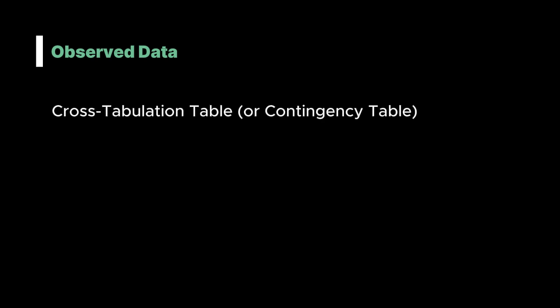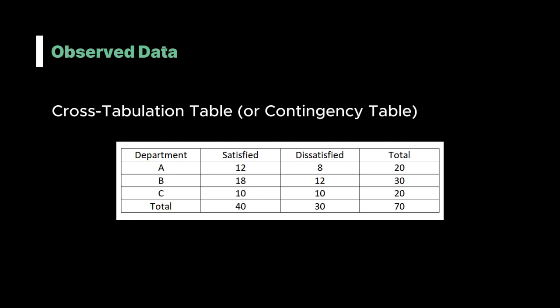The next step is organizing your raw data into a cross-tabulation table or contingency table. And this table shows your observed counts, the actual numbers you collected. By looking at the crosstab, you can intuitively see where the difference lies. For example, Department C has a 50-50 split, while A and B lean toward satisfied.